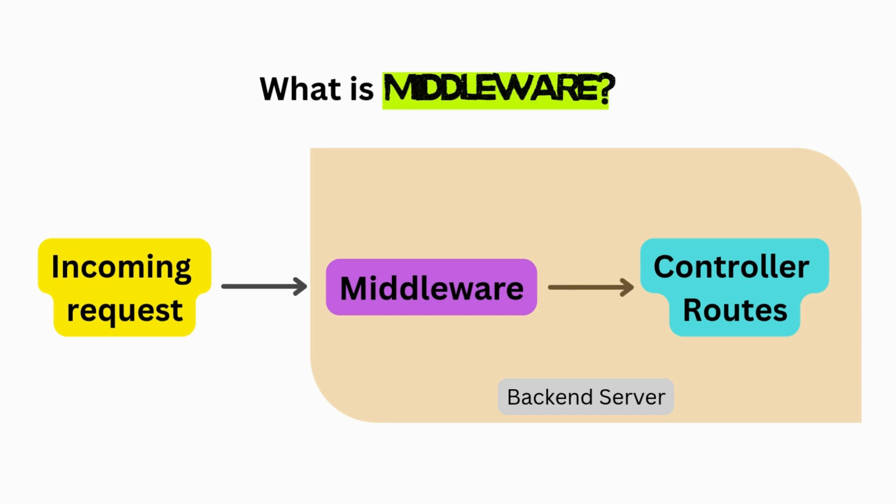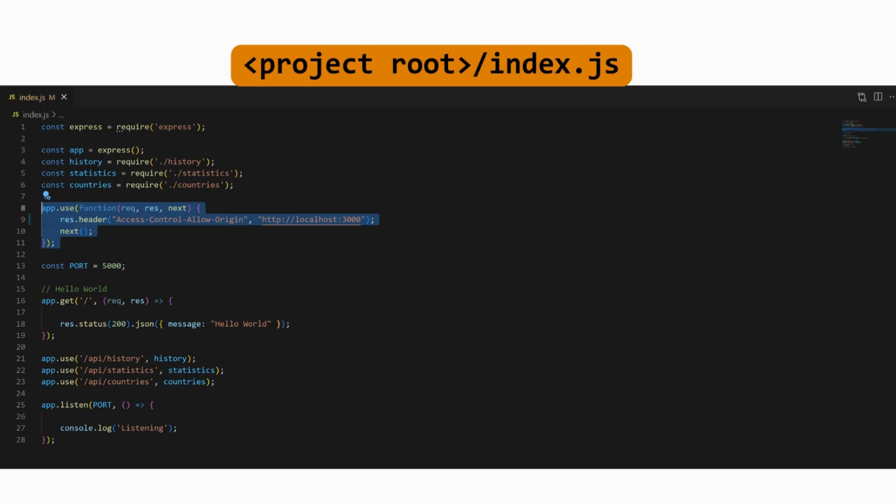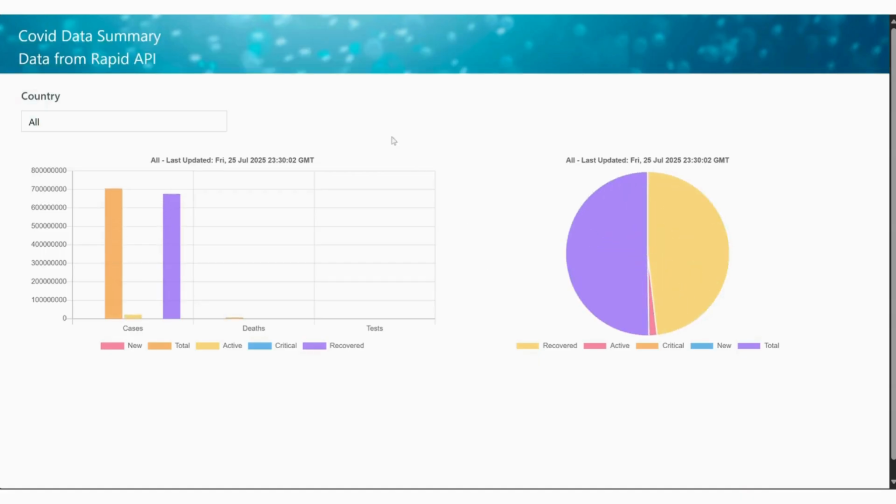Now back to the code. Open your API code in Visual Studio Code. Locate the index.js file. Inside this file, add the block of code shown on the screen. The code snippet is very simple. First, we specify which origins are allowed by specifying the Access-Control-Allow-Origin. Now run the code. Congratulations, it is working now.